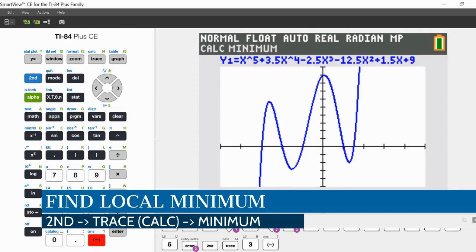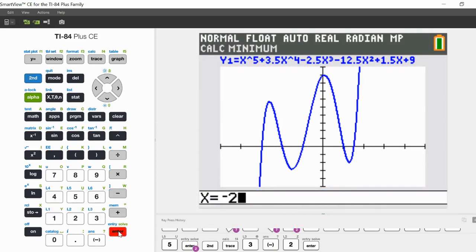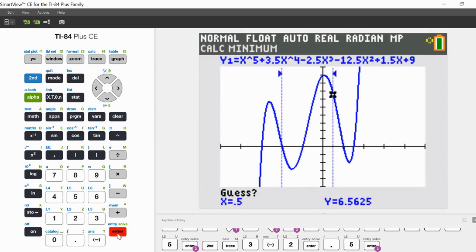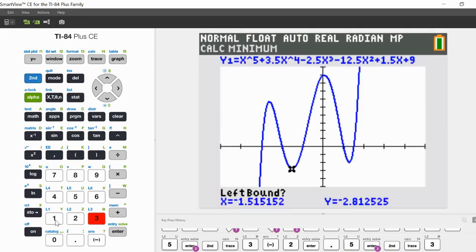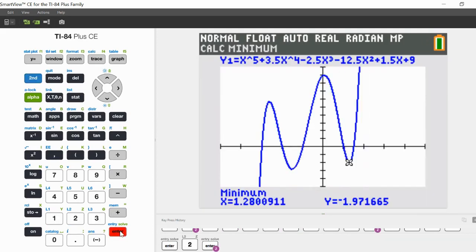So to find a local min, it's the exact same process, except you hit minimum instead of maximum. So notice that I had a really wide boundary. As long as there's only one minimum in there, then it's cool. So now you do the exact same thing one more time, second trace, and then you can hit the number 3 for minimum. And then I got that last minimum.